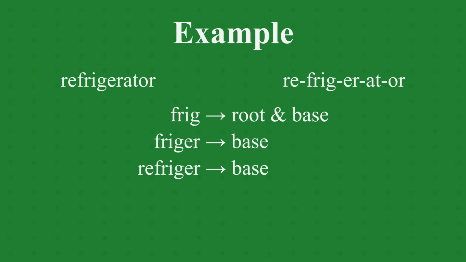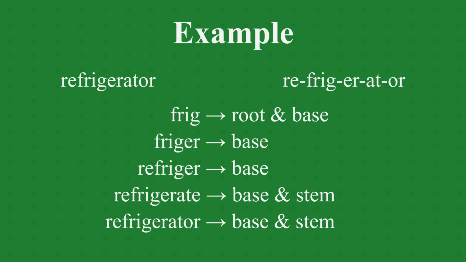Exactly. If we now add the morpheme ate, we get refrigerate. This now still is a base word, but it also has lexical meaning, as in to refrigerate something, and thus is a stem as well. And if we now take the morpheme or, we finally get refrigerator. This is both a base word and a stem with lexical meaning. Oh, wow, I understand so much more now.